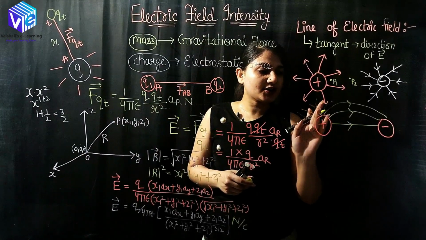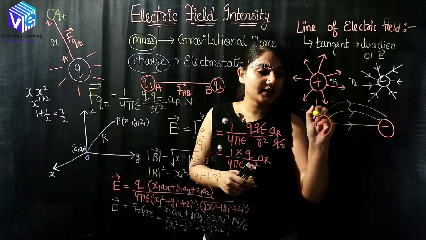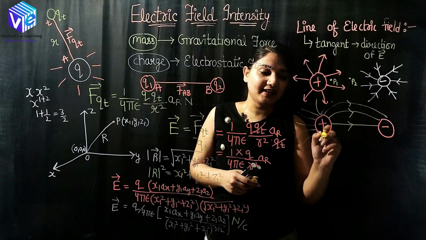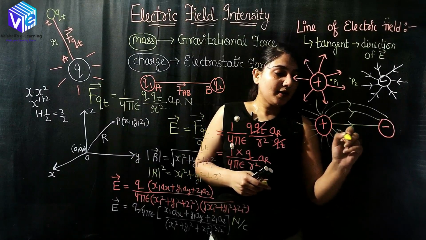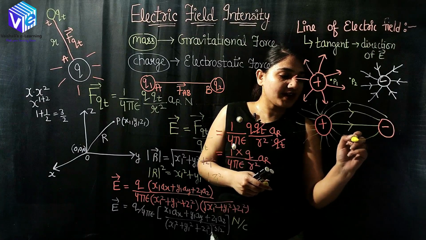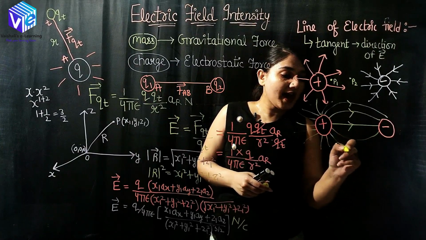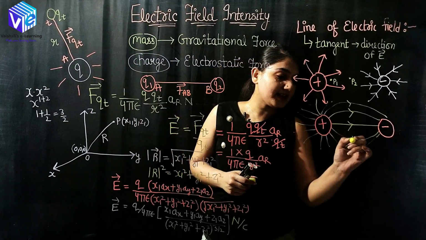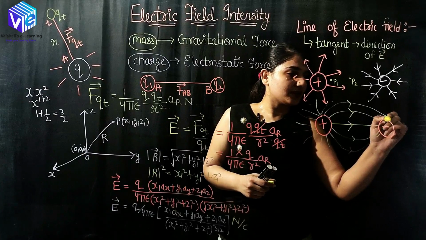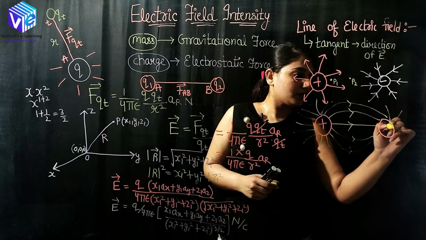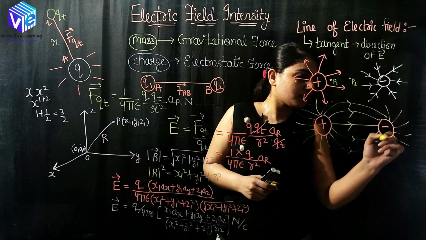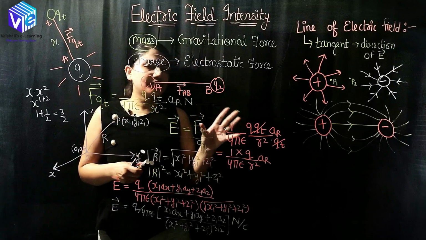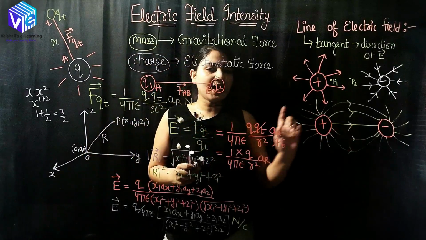So no two charge lines can intersect each other because at that point we'll be having two direction of electric field. Can a vector quantity ever have two direction of electric field? So in any vector quantity we cannot have two direction. Vector quantities are represented by only one direction. So this is how we'll be having the electric field lines for a positive and negative charge.